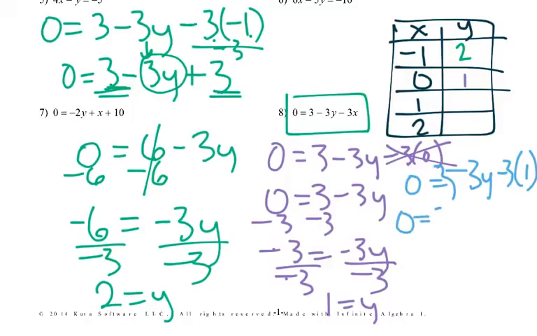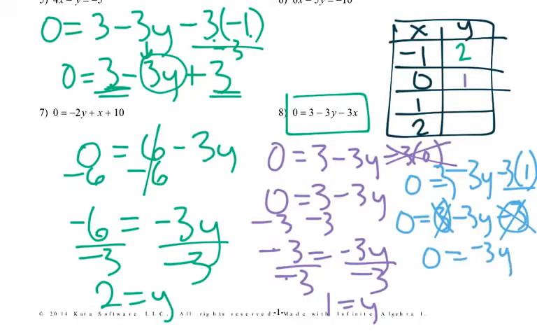So 0 equals 3 minus 3y. Then -3 times 1 is -3. 3 minus 3 would be 0. That eliminates that. 0 equals -3y divided by -3. 0 divided by anything is 0. So we get 0 equals y. So the 2 would be a -1. Okay? So there's the front side.